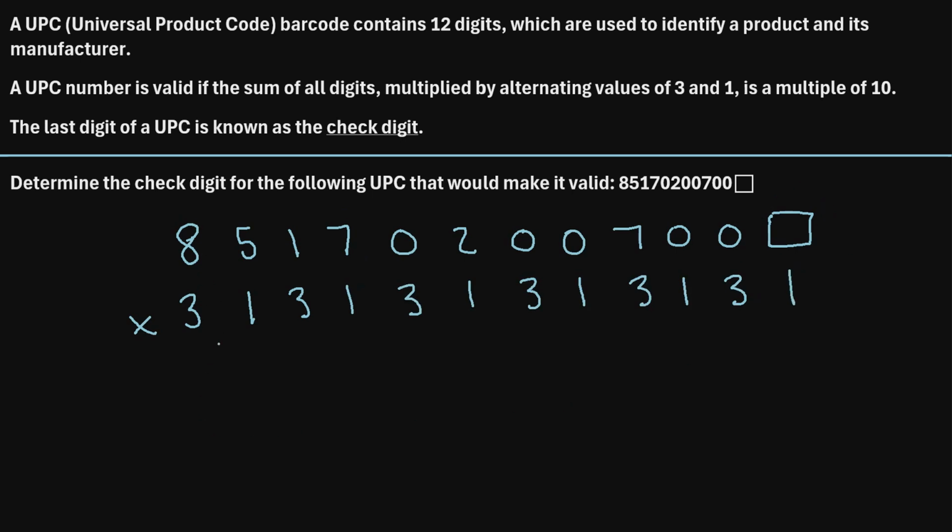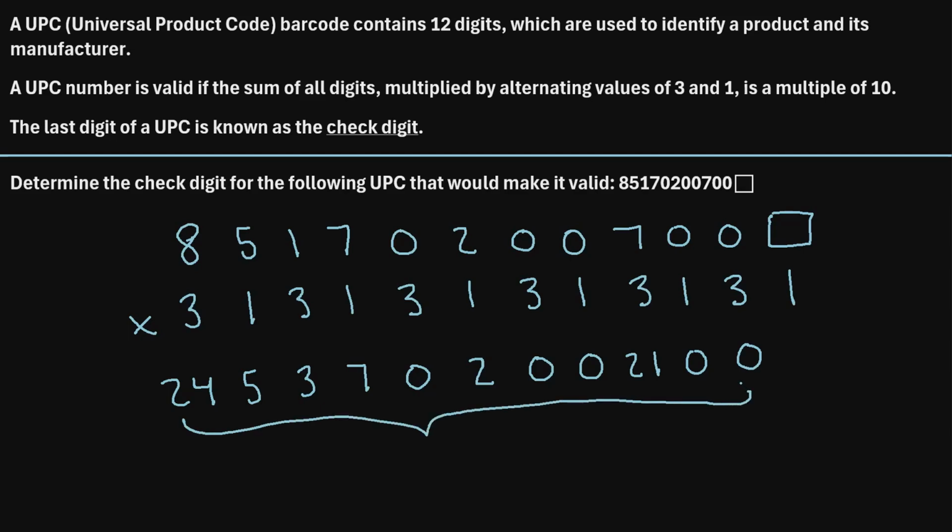So if we go ahead and multiply these values, let's see what we get. 8 times 3, that's 24. 5 times 1 is 5. 1 times 3 is 3, and we'll just continue in this manner. Now, lastly, we need to take the sum of all of these digits. So if you take the sum, that turns out to be 62.